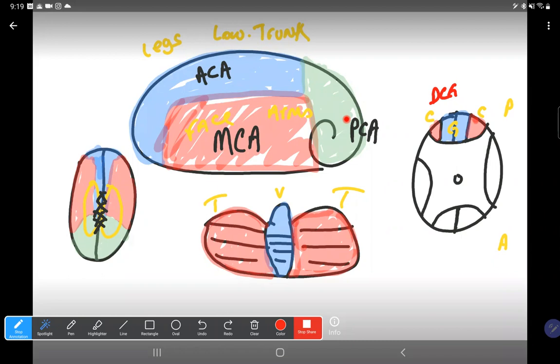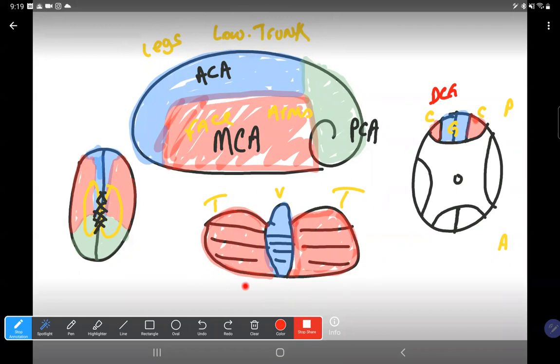So there's a concept hidden in this, and the concept is this. For the most part, in neuro, anything that's midline goes to the legs or the lower trunk. Anything that is lateral goes to the face or the arms. You got it? Okay, good.